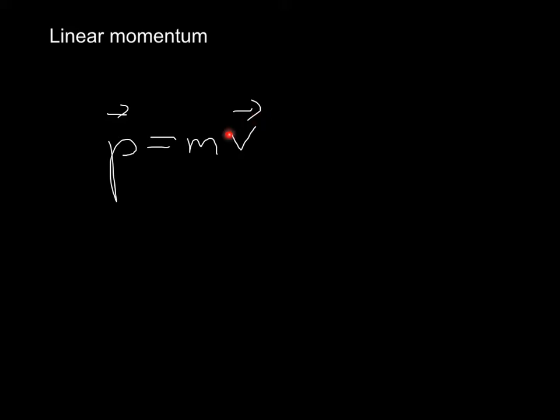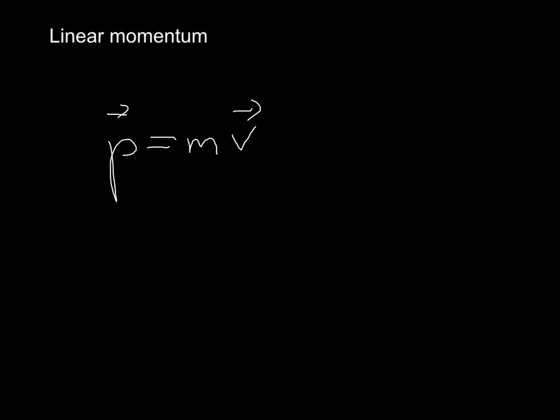So for example, if something is going really fast, it's really hard to stop. Therefore, high velocity, high momentum. But it could be that something is not going so fast, but it's huge. And it also makes it very, very hard to stop. And again, high mass, high momentum. So the higher the mass, the higher the velocity, the harder this thing is to stop, and therefore the higher the momentum. Now, what are the units of this?